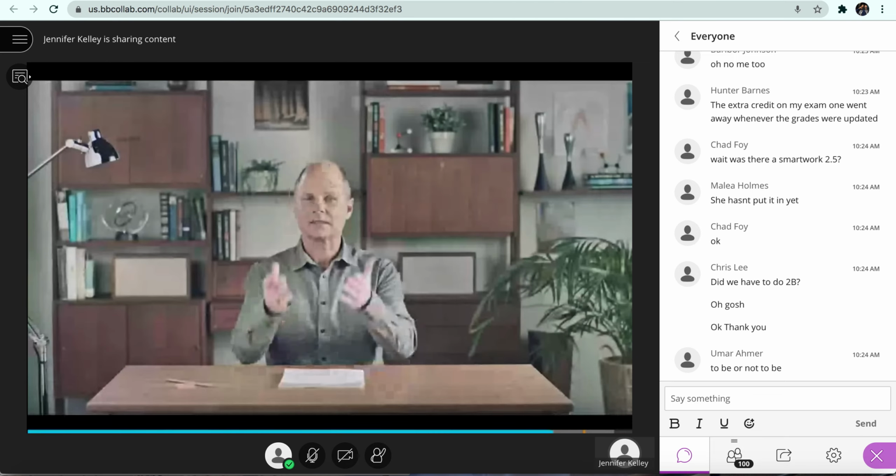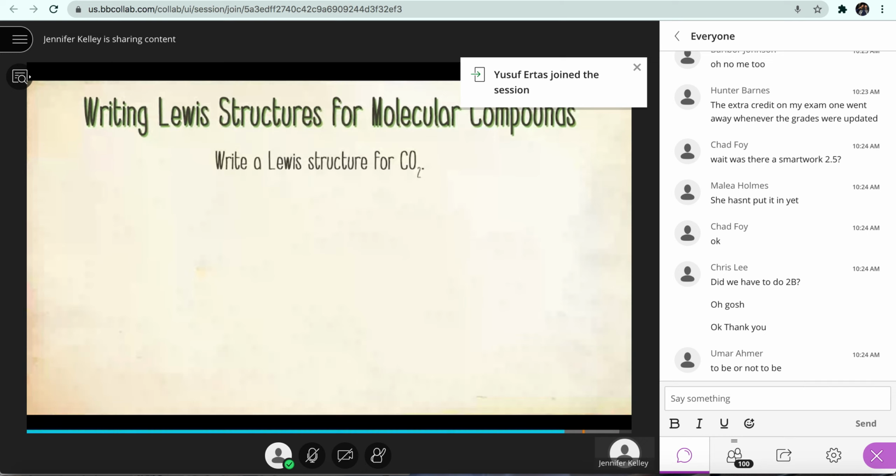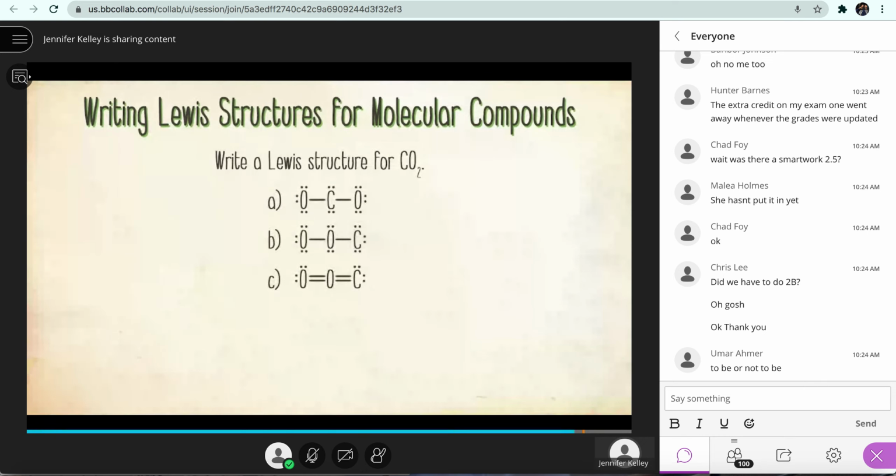All right, here's a practice question for you. Write a Lewis structure for CO2, carbon dioxide. Which structure is correct? A, B, C, or D?